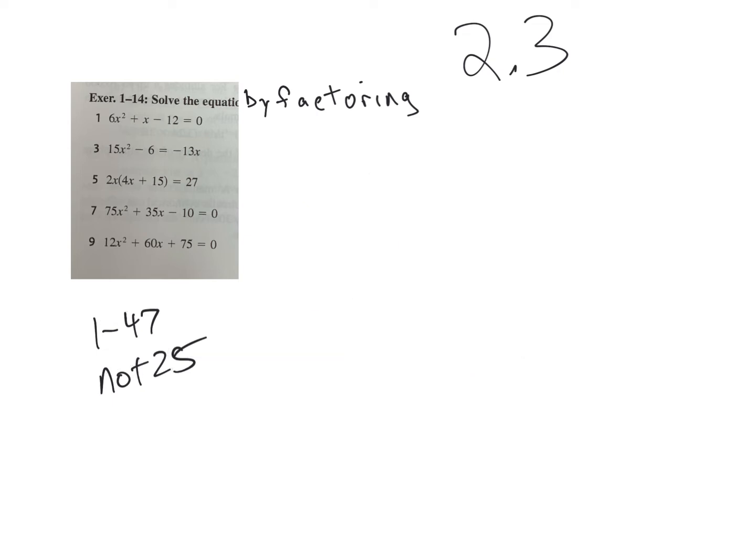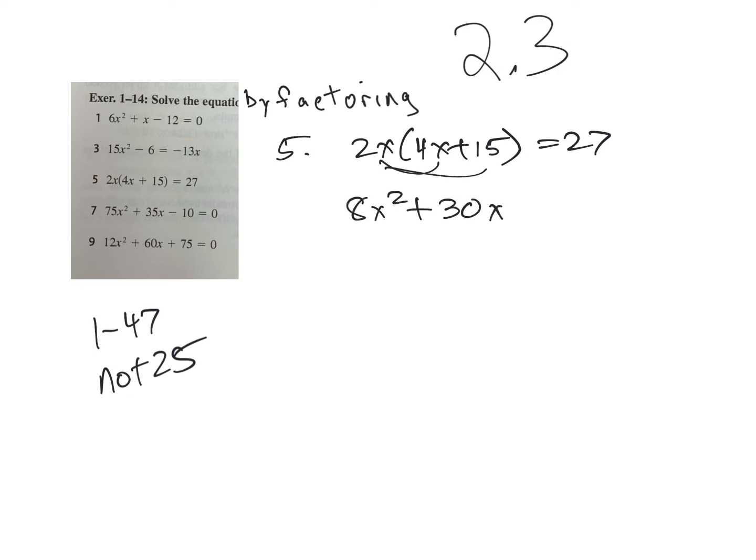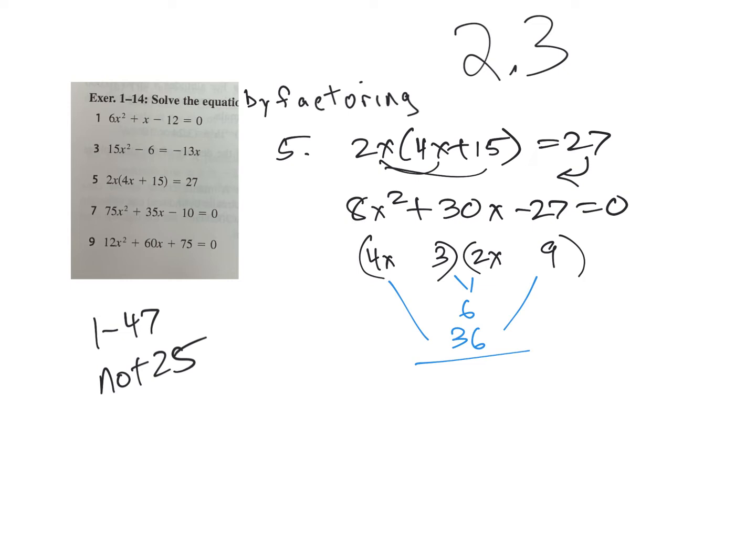All right, number 5 is 2x times 4x plus 15 equals 27. Simplify first. You get 8x squared plus 30x. Subtract the 27 to the other side. And there's your trinomial. Again, let's put these together. Let's use 4 and 2, and 3 and 9. All right, check the inside. That's 6. That's 36. Hey, I can get 30 out of that if I subtract 6. So put the negative on the 3 and the positive on the 9. And then again, check to make sure they multiply together to give us a negative 27. And they do.